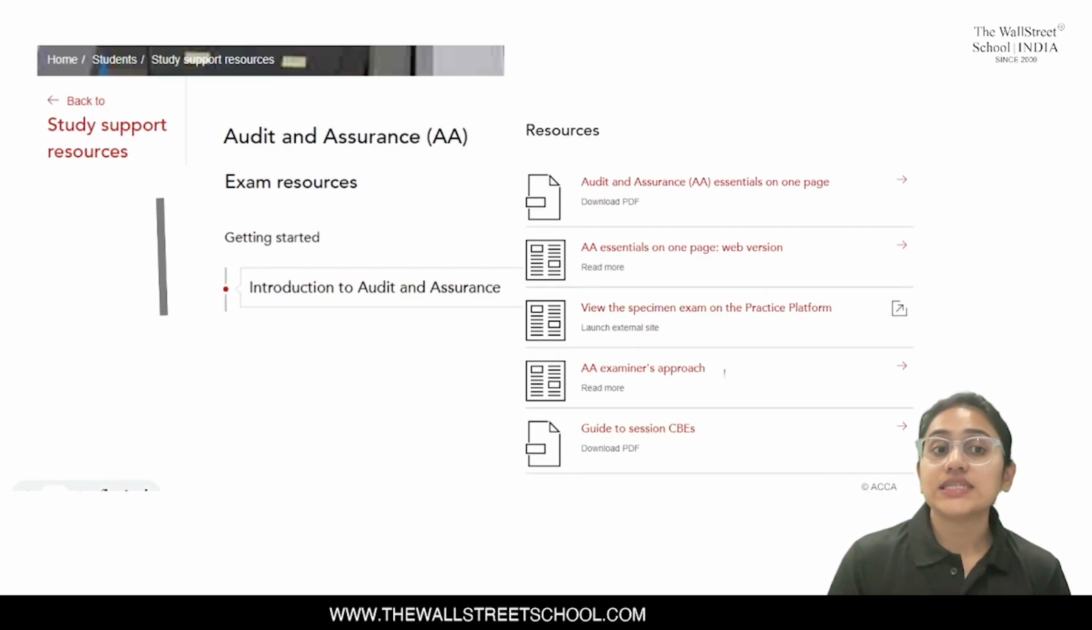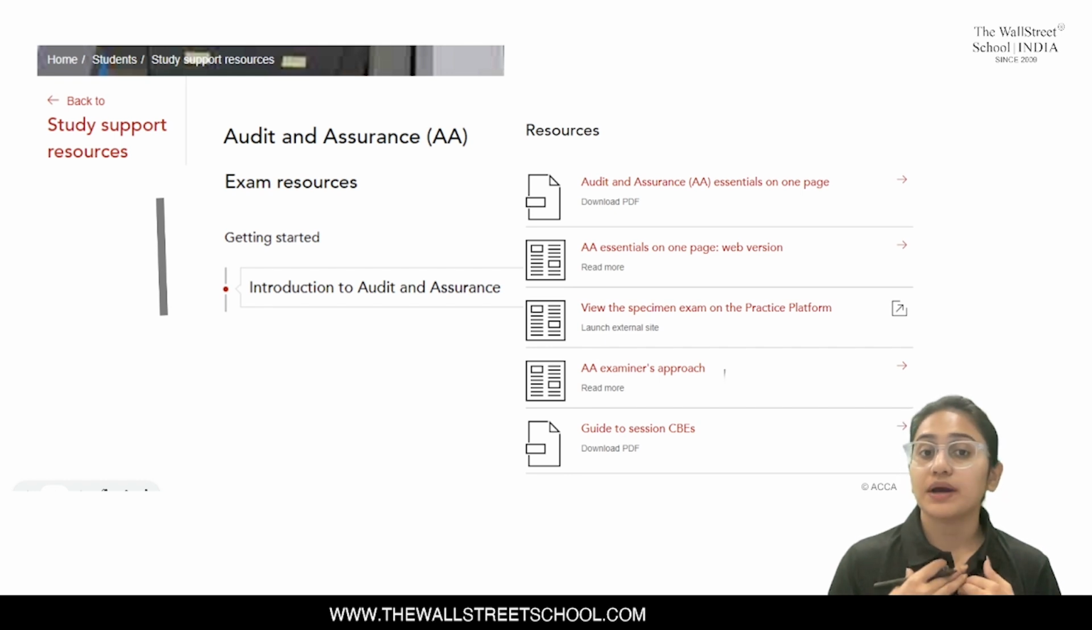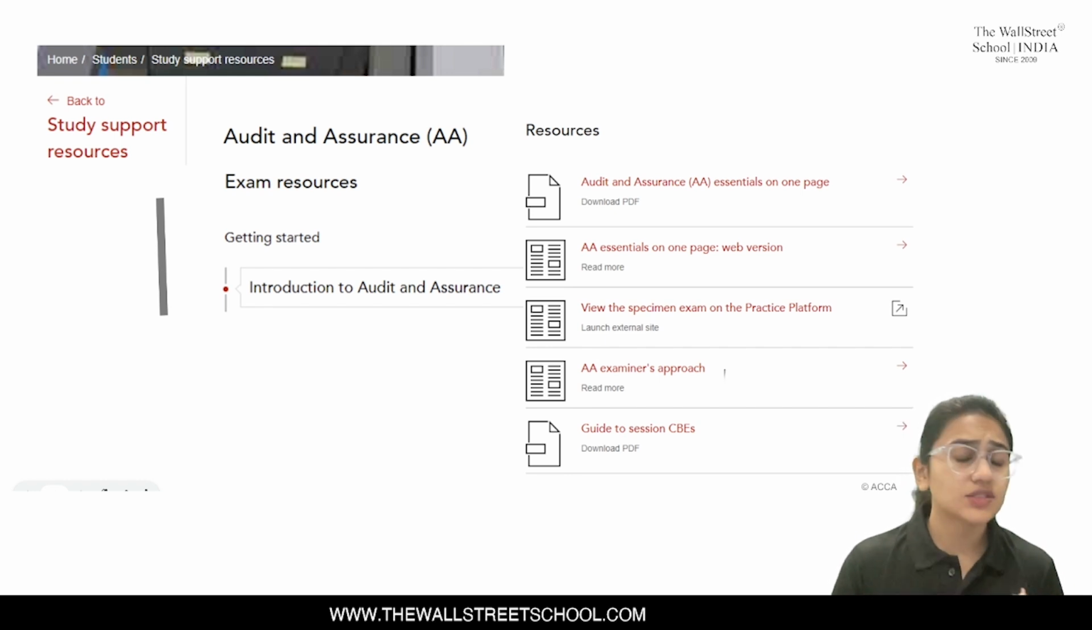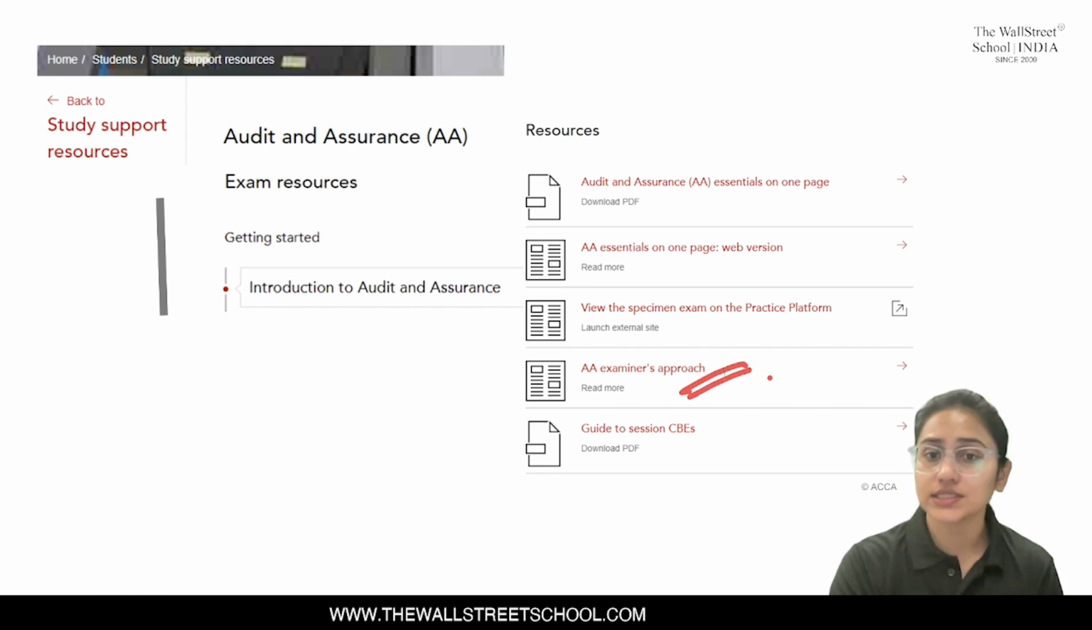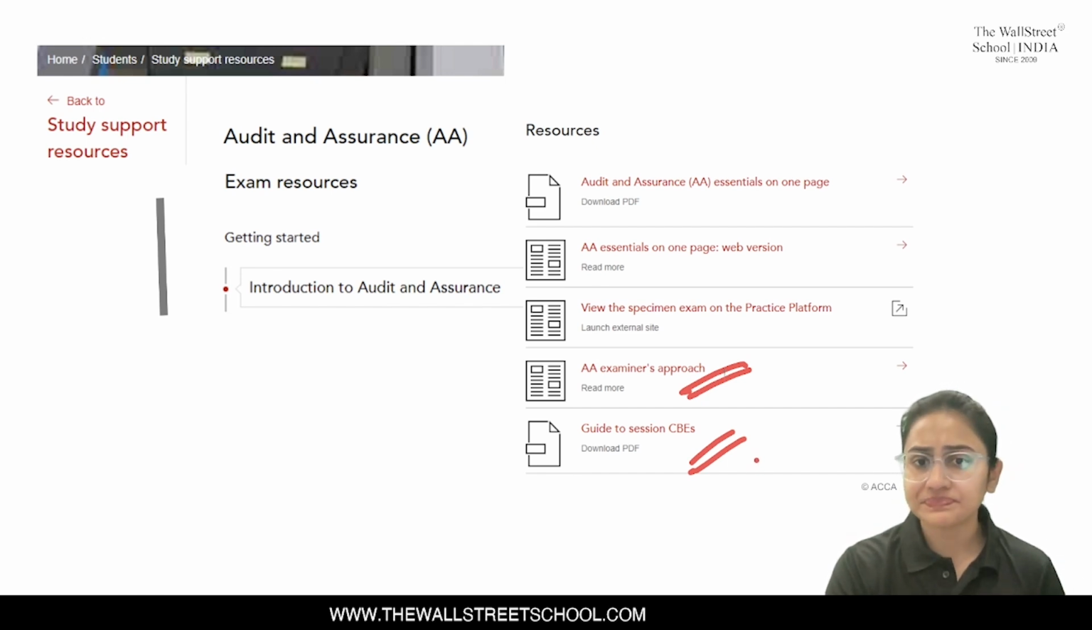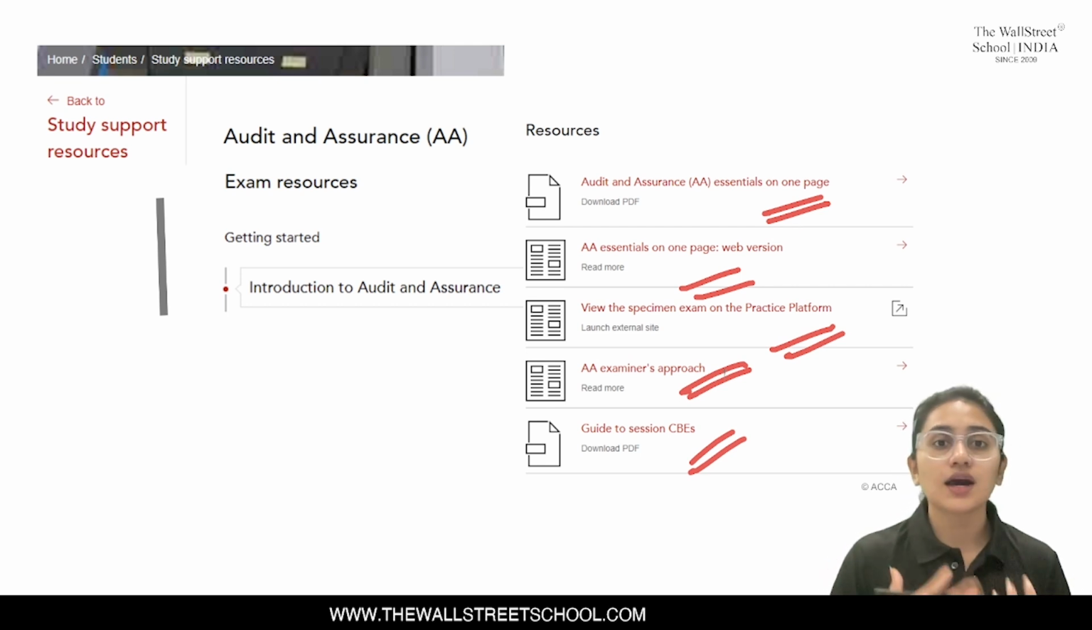This is your study support resources provided to us by ACCA. See, ACCA is trying their best to provide us with all the available resources. They're giving us the examiner's approach where we exactly understand what the examiner expects from us in the exam, what kind of answers the examiner expects. Then we have guide on the CBE sessions, which is a computer-based exam session, how to attempt the CBE one. Then we have how to use the practice platform. We have essentials of AA and we have essentials of AA again.